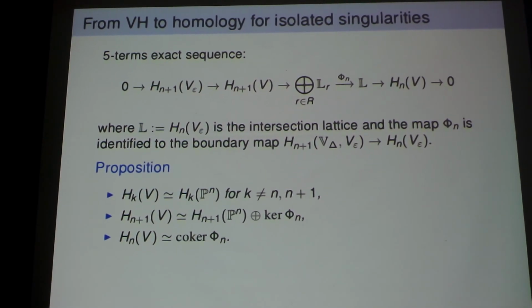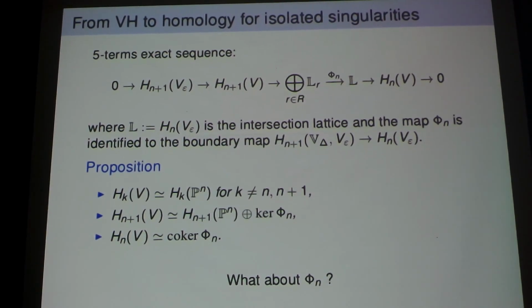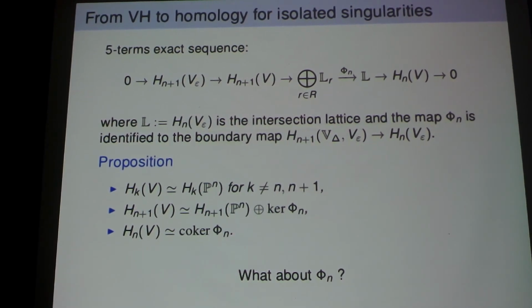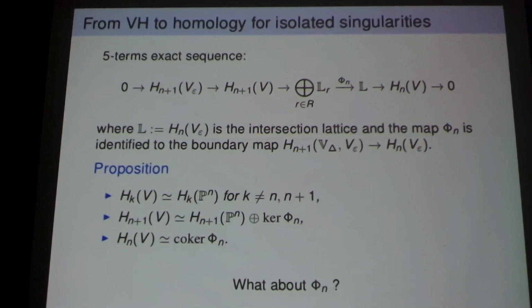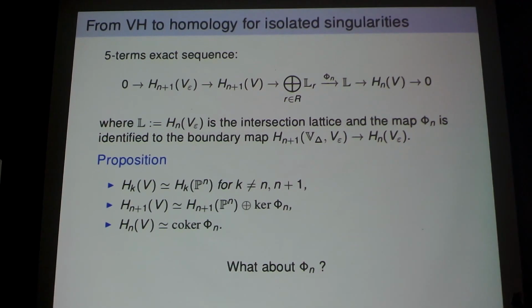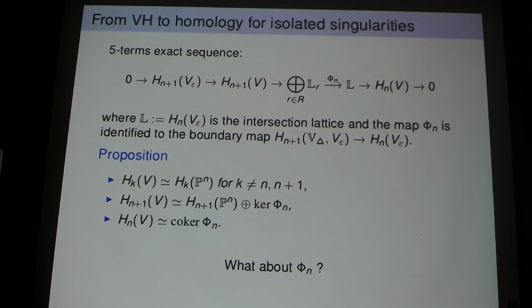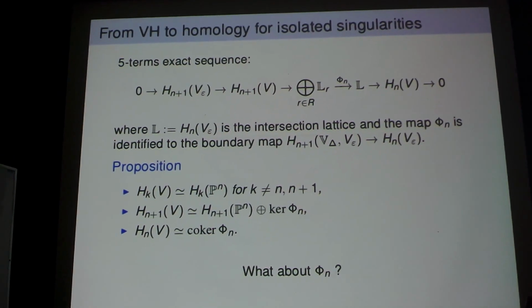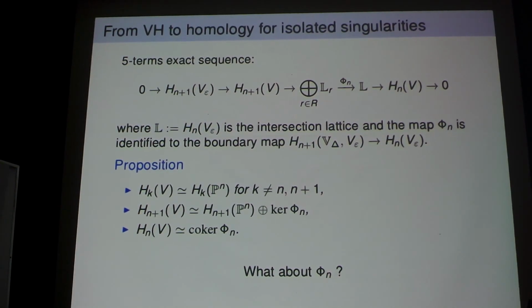The problem, of course, is the following. What do we know about phi n? And in fact, very few we know about phi n. In Dimca's paper, you find a lot of assumptions. In fact, the assumption is more or less that phi itself is a so-called homology manifold, and that implies that the situation is very non-general. So, in my opinion, there is still a lot open to compute the absolute homology for isolated singularities.